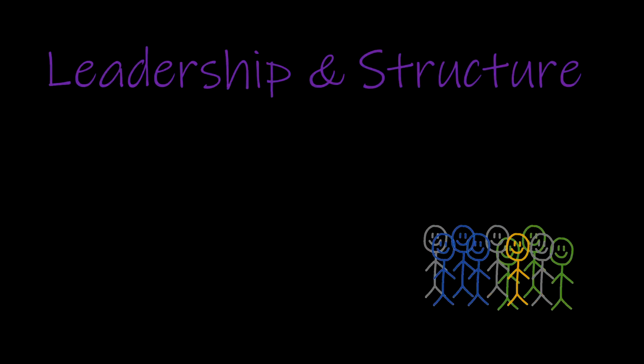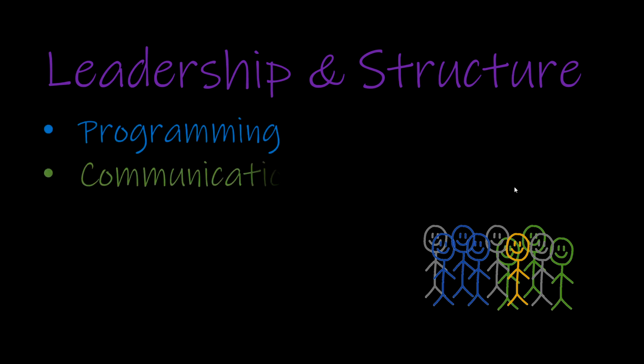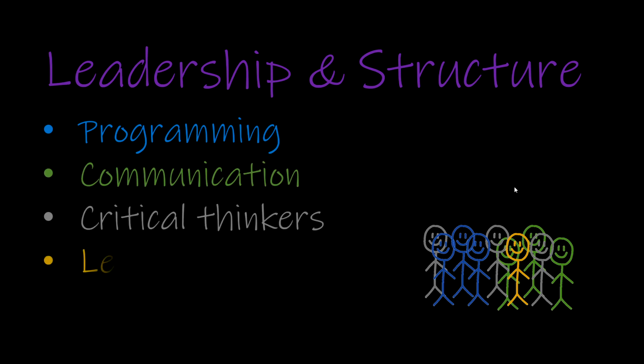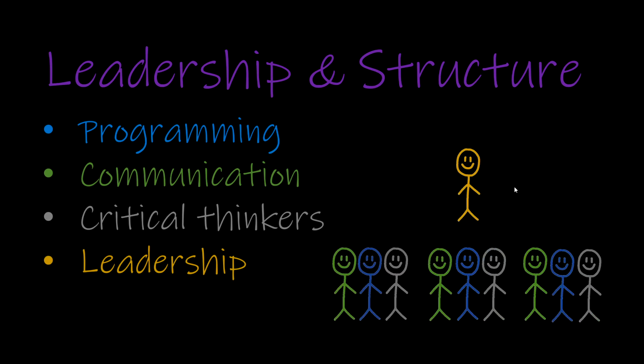Next, we're going to talk about leadership and structure. And in this situation, you can see we've got 10 different people here over in the bottom corner. And I want you to imagine that as we look at these people, the blue people are really good at programming, the green people are good communicators, the gray people are good critical thinkers, and the yellow person has good leadership skills.